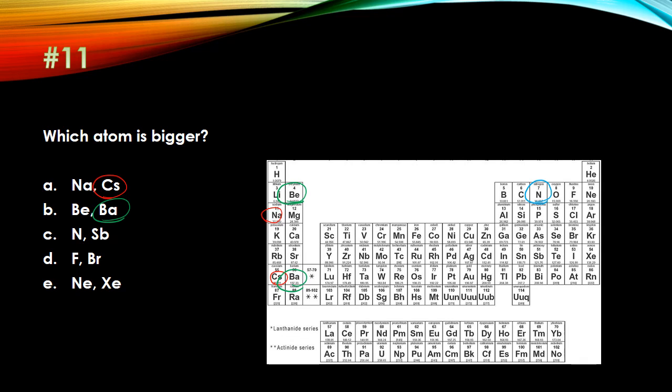And now we have to do, what's Sb? Well, if you said antimony, give yourself a point. Yay, antimony. Who's bigger? Yep, antimony. Now, let's see, new pen color. Fluorine and bromine. Who's bigger? Yep, bromine. And last but not least, neon versus xenon. And yes, xenon is the correct answer.